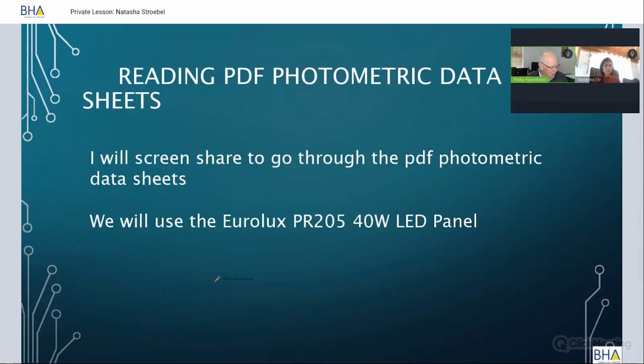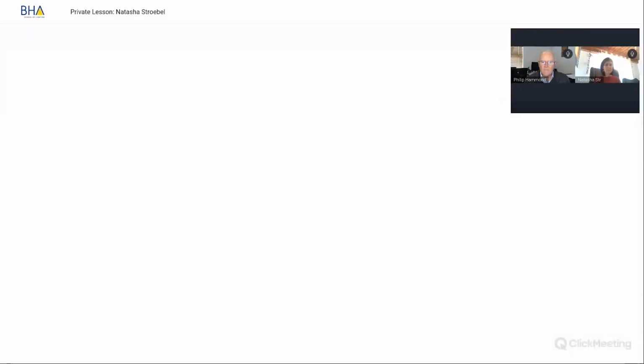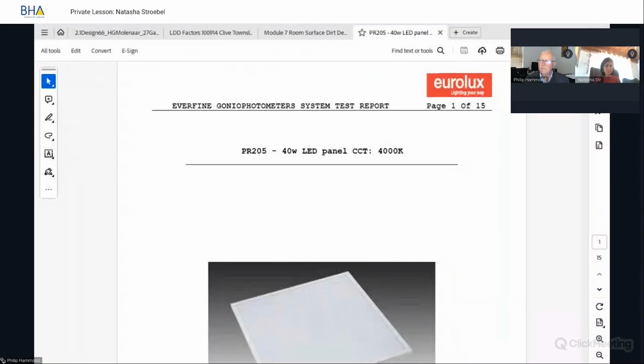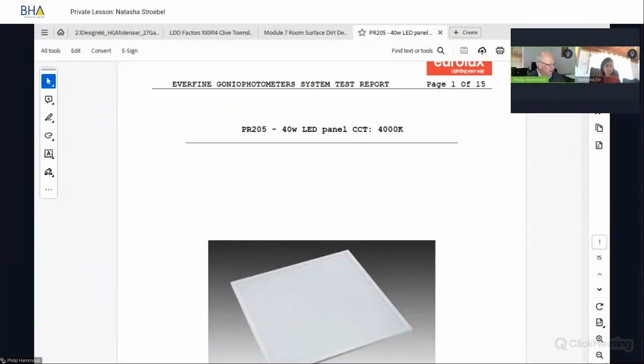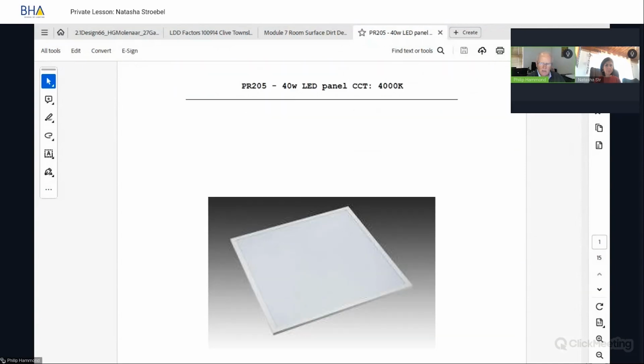Now, let's have a look at one, and I'm going to share my screen with you to look at photometric data. And in a moment, you'll see that. Can you see that screen? Yes, I can see it. All right, you can see it. It's a little bit old, this photometric data, but still useful enough to learn from.